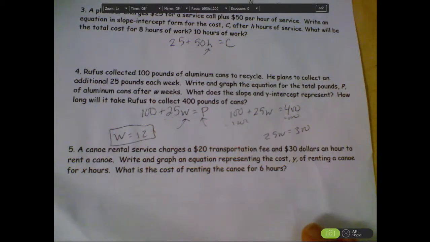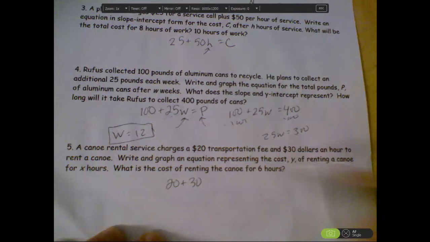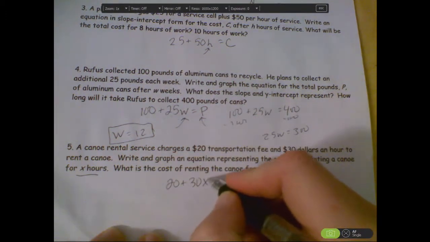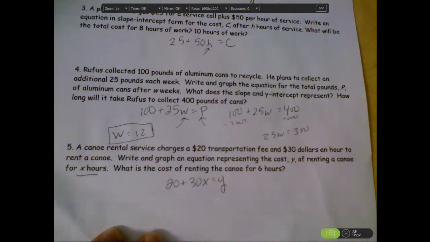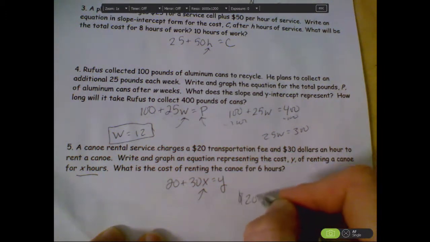Canoe rental service charges $20 transportation fee and $30 an hour. So $20 plus $30 per hour. Now this time they want X to represent the hours, and that equals Y, the cost. What's the cost of renting for 6 hours? Put in 6 there, and you get $200.